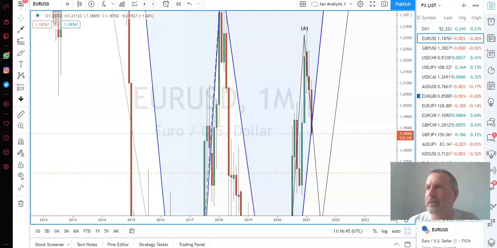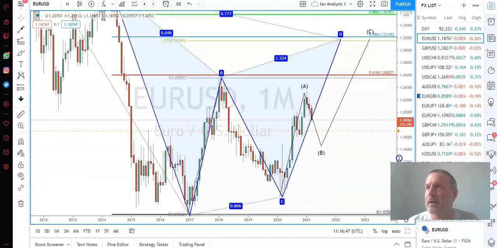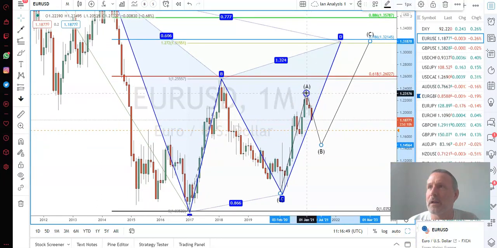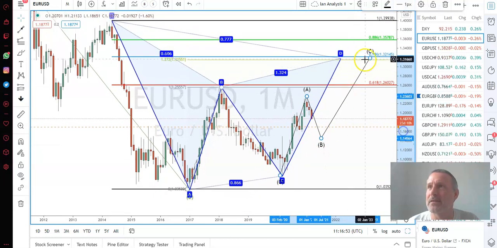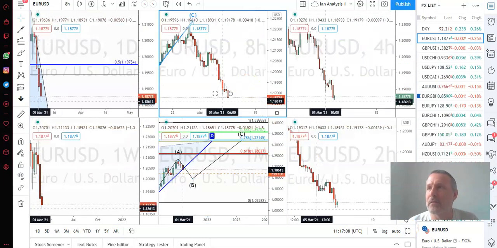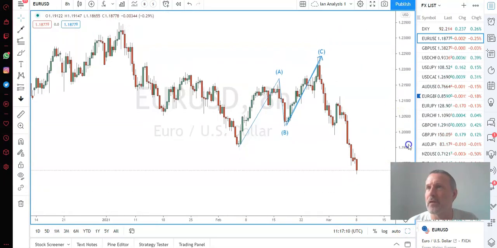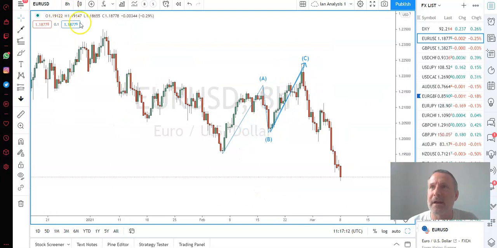So big picture analysis. I believe that we're moving lower in this leg here. So this is a Cypher pattern. This is the long-term target up around 132.15. So moving lower as that dollar index moves higher, but just to form this ABC leg to the upside. Now this is quite an important time frame. This is the 8-hour chart.